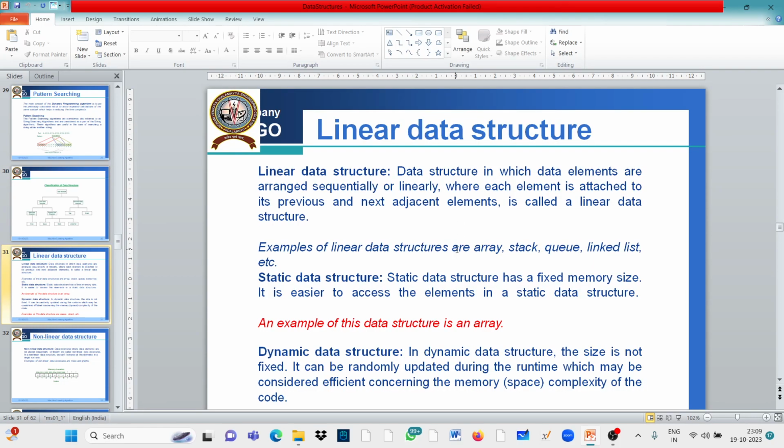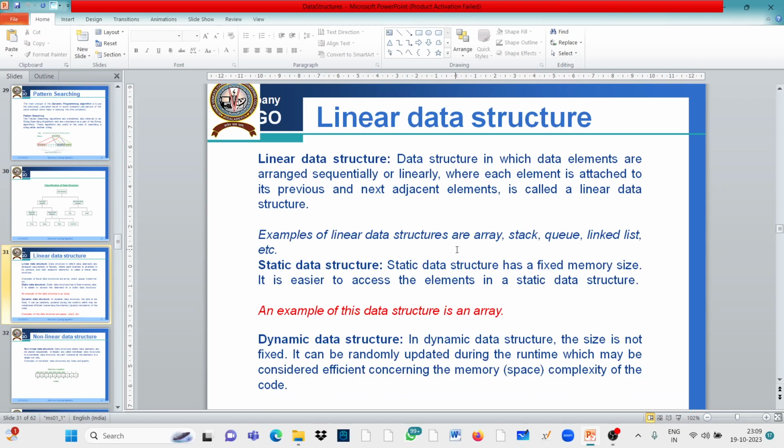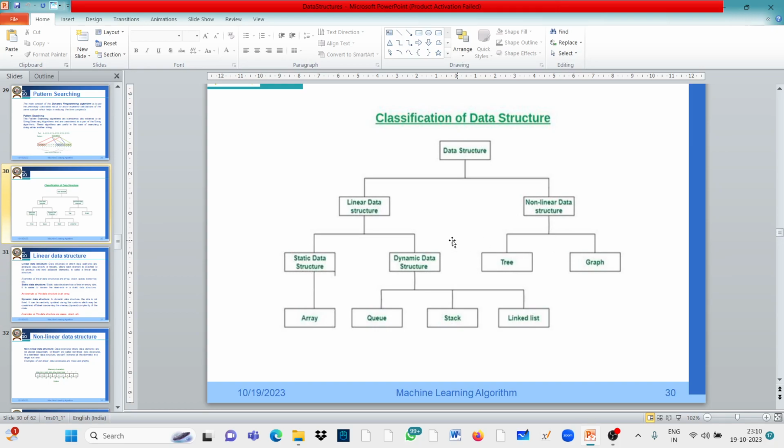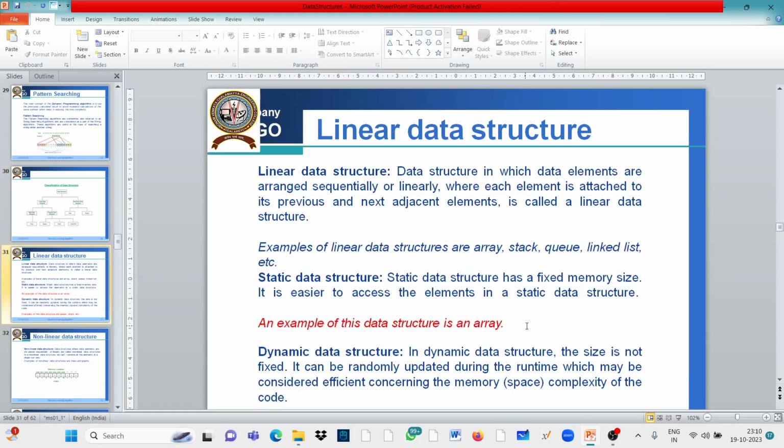Fine. Then let us have the linear data structure. It is a data structure in which data elements are arranged sequentially or linearly. For example, there are so many linear data structures like the array, the stack, the queue, linked list, etc. These are coming under linear. You can see here in the linear, array is coming, queue is coming, stack is coming, because these are all linear. Try to understand. Static and dynamic is a different thing, but linear, array, queue, stack and linked list, all are coming under that one, right? An example has been given.